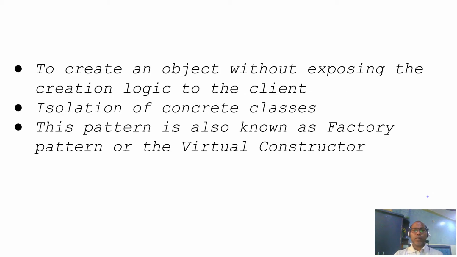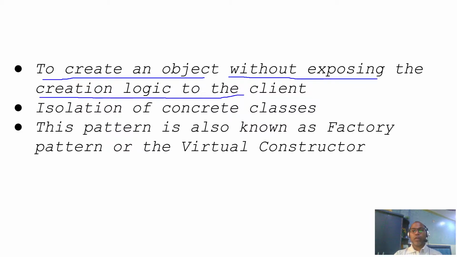So from a theory perspective, this Factory Method design pattern helps us to create an object without exposing the creation logic to the client. Whoever is going to use my class, instead of the client knowing how to construct that class, why not we offer a factory? The factory is responsible to return the object. The way to build or construct the object, that we know, not the client. The client just knows that I want the object. How this object is going to be built, that is the internal part.